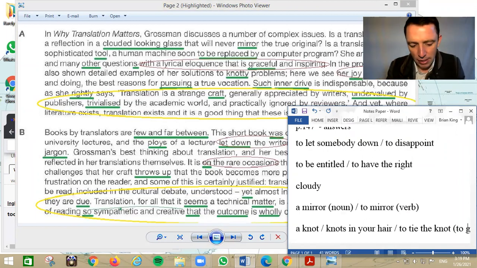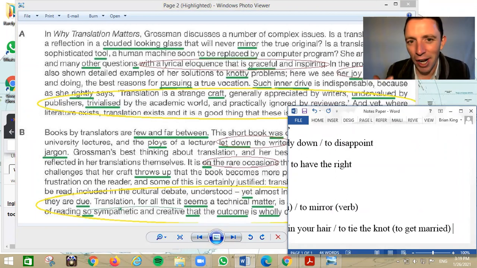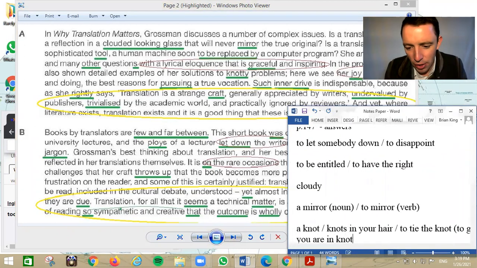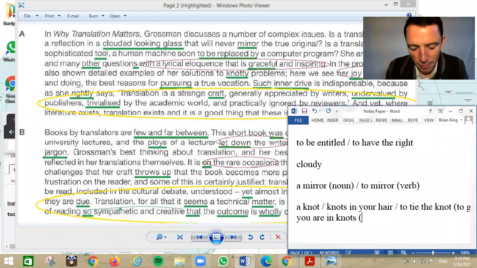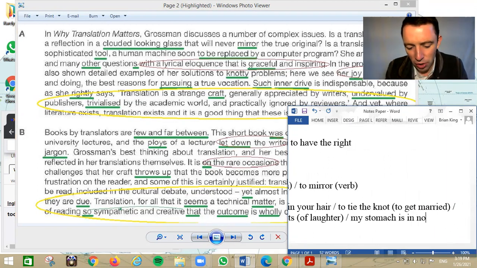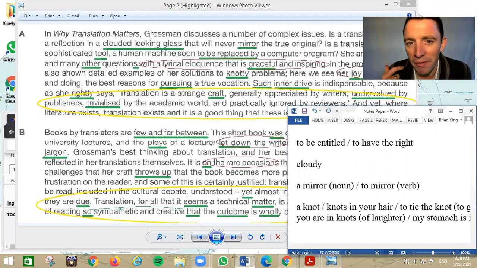Okay, to get married. And it's possible when you are laughing a lot, you're really, really laughing very strongly, you can have a knot in your stomach because you're laughing. You are in knots. That's a very typical informal situation. You are in knots, and probably of laughter. It's possible to say my stomach is in knots. That's possible when it's a funny situation, or also when it's a painful situation. For example, after your dinner and you have a lot of pain in your stomach, it's possible to say you have knots in your stomach, possible. Okay? So it's very important. And of course, with your shoe, you can tie knots as well.